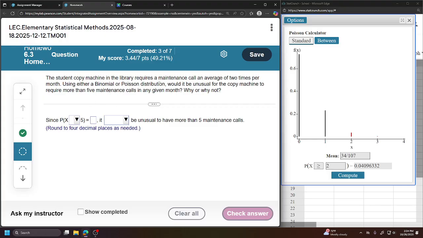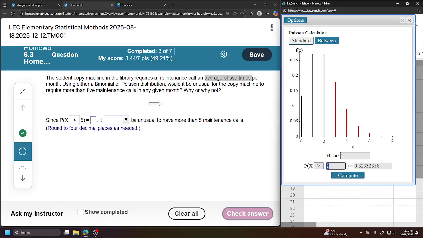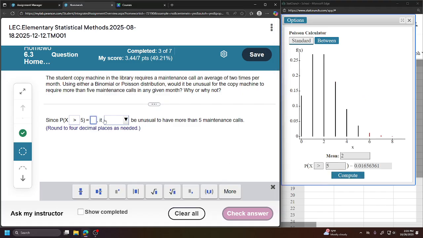Student copy machine requires maintenance an average of 2 times more than 5. If it's more than 5, which one would I pick there? Greater than. And it says, what's the answer here? So it says an average of 2. So that's what I'm going to try. 2. Greater than 5. Let me try to put that in here.